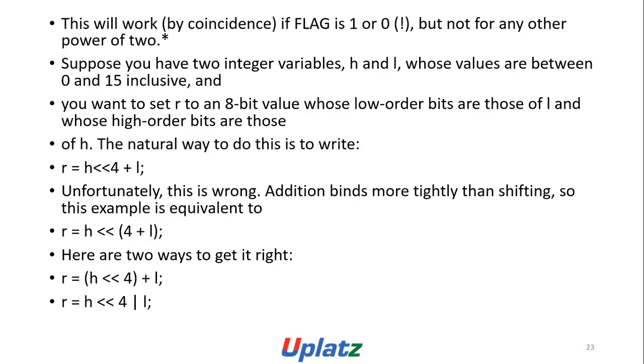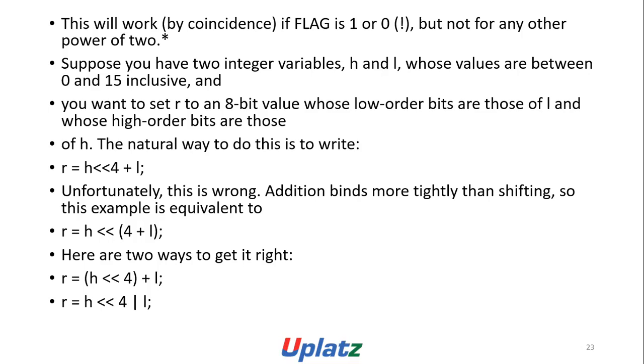Suppose you have two integer variables h and l whose values are between 0 and 15 inclusive, and you want to set r to an 8-bit value whose lower order bits are those of l and whose higher order bits are those of h. The natural way to do this is to write r = h<<4 + l. Unfortunately, this is wrong. Addition binds more tightly than shifting. So this example is equivalent to r = h << (4 + l).